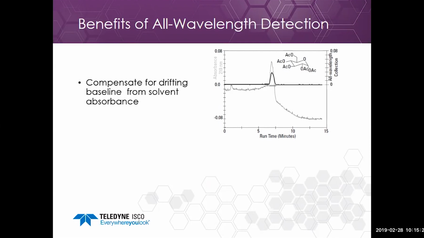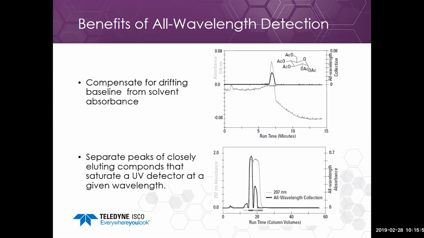So in this case, we separated out glucose pentacetate. And you can see with the drifting baseline, it's going to cause some errors with the fraction collection because it's dropping down at the end as you decrease the concentration of DCM. But with the all wavelength collection enabled, we're able to basically have a nice baseline there.